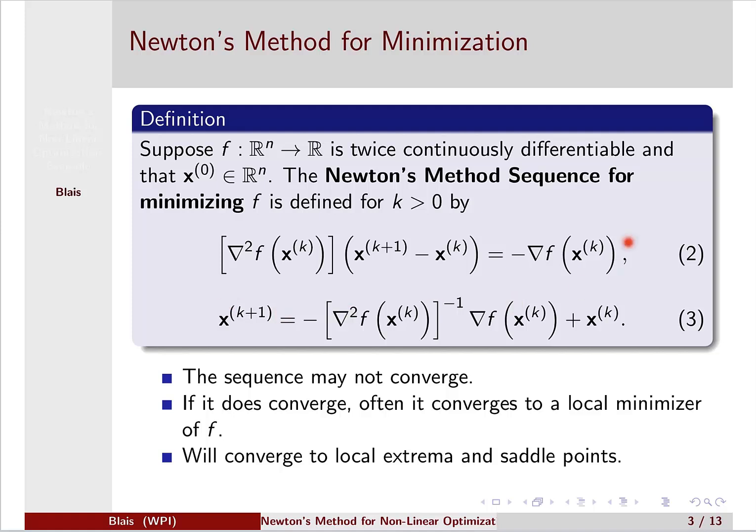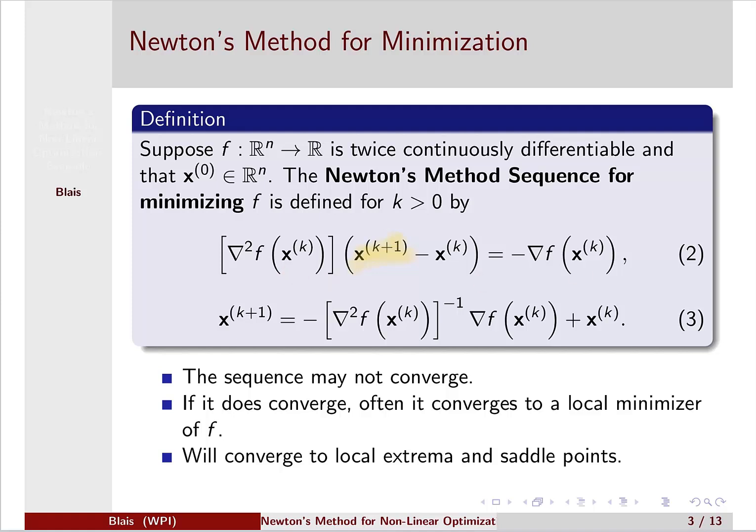We have here our theorem for the Newton method sequence. We have our function f, twice continuously differentiable, and this gives us our iterative method. Recall, this is the Hessian of f at the kth iterate, xk, times (xk+1 - xk) equals the negative gradient of f at xk. The idea here is that in each iteration, we're solving for the next one, so we would be solving for xk+1.